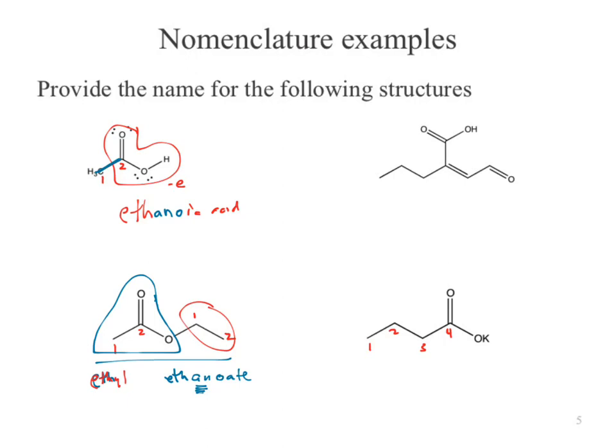Lower right-hand corner, we've got 4 carbons, so we're looking at a but-. All sigma bonds, so we'll go butane. Our functional group, well, it isn't an acid, it's the conjugate base, so it's effectively an ester with potassium as its substituent. So I can go with potassium. Did I spell that right? I don't know. Butanoate. Kind of makes sense? Okay.